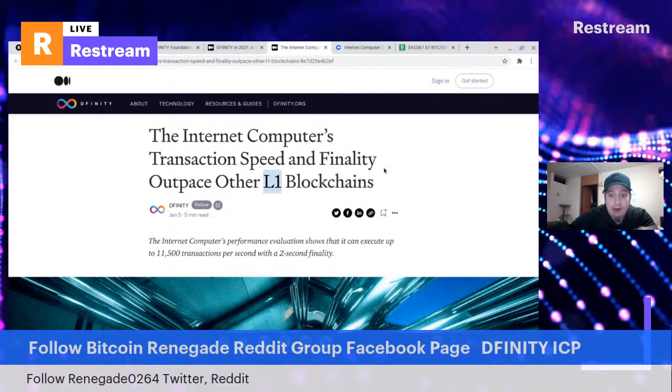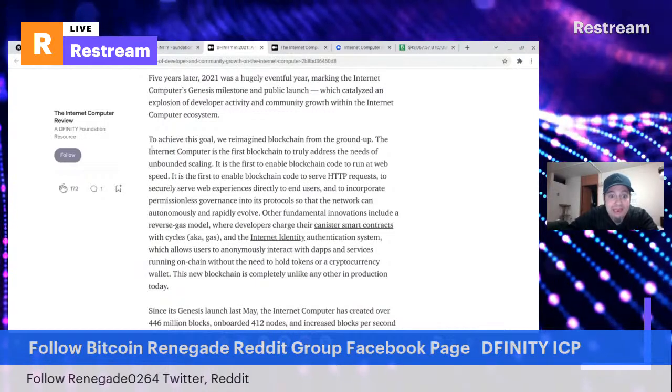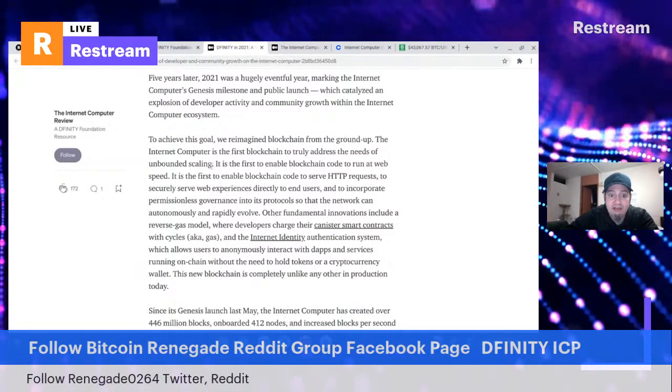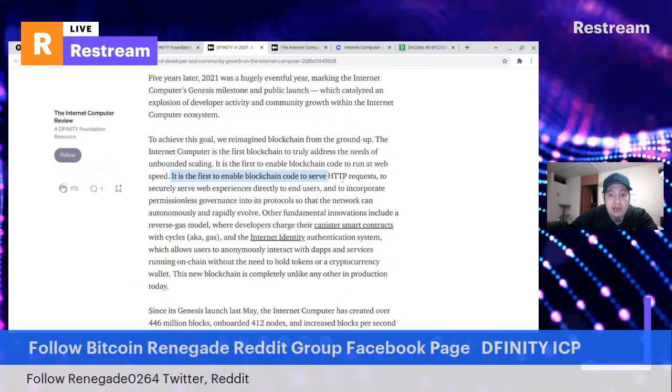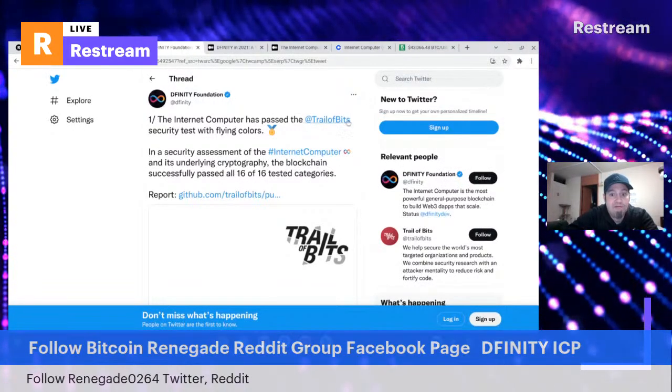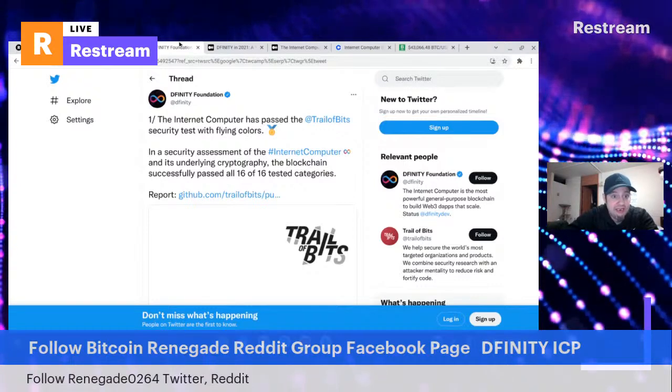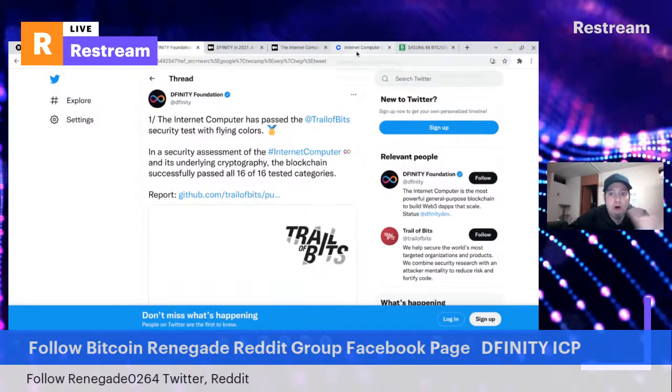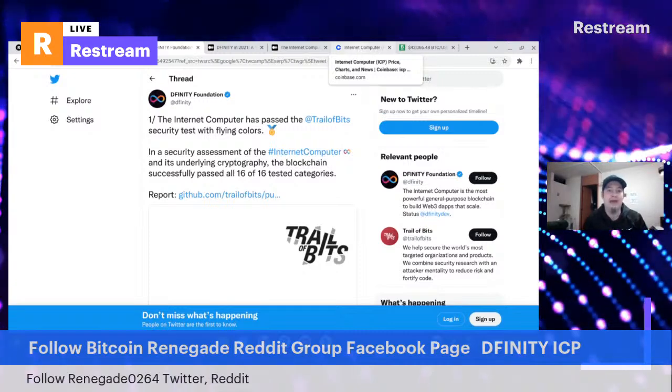Layer 1 outpaces all the other web speed scaling, and enables blockchain code to serve HTTP requests. Then you have this, it passed with flying colors at the security test. So all of these things put together, that's a company I'm betting on.